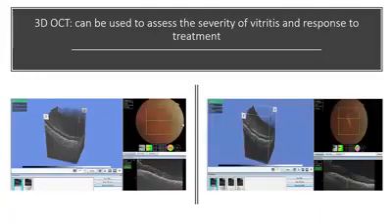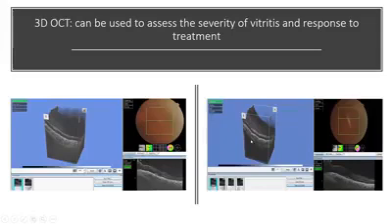This is one of my cases, a known case of Paget's disease with a dense cataract. The patient got anterior uveitis, and I was not able to see the posterior segment. So we did the swept source OCT for him, and this is the 3D image. And you can see with the 3D the extensive degree of vitritis.